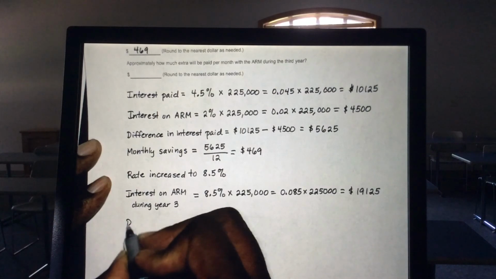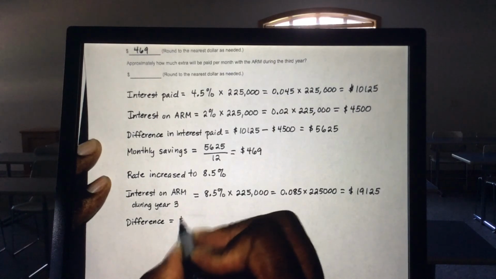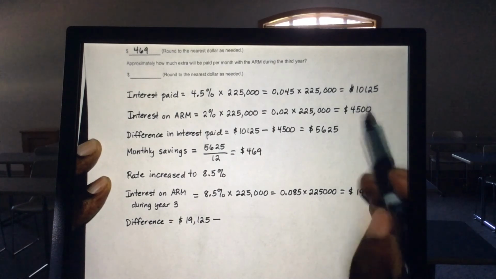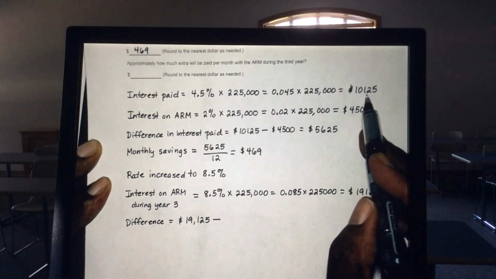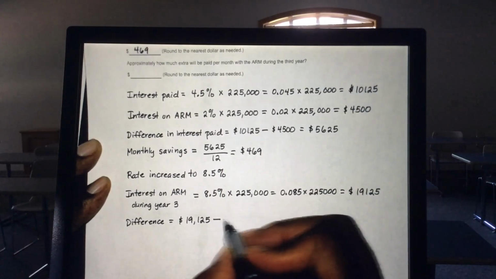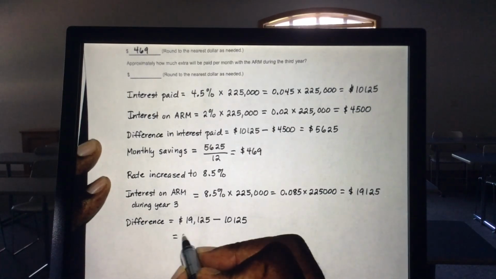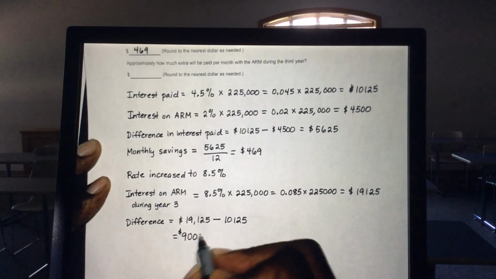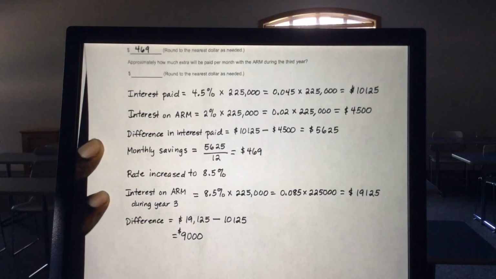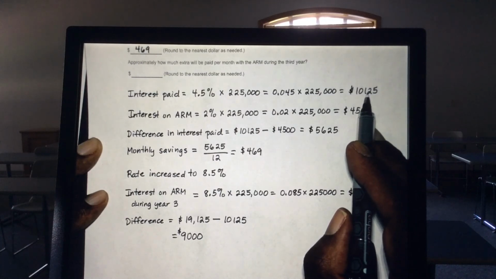Now, let's get the difference in the interest paid, which is at $19,125. We're going to subtract from it the interest paid at 4.5%, $10,125. That difference will be $9,000. Okay. The $10,125 came from the amount with a 4.5% fixed rate.